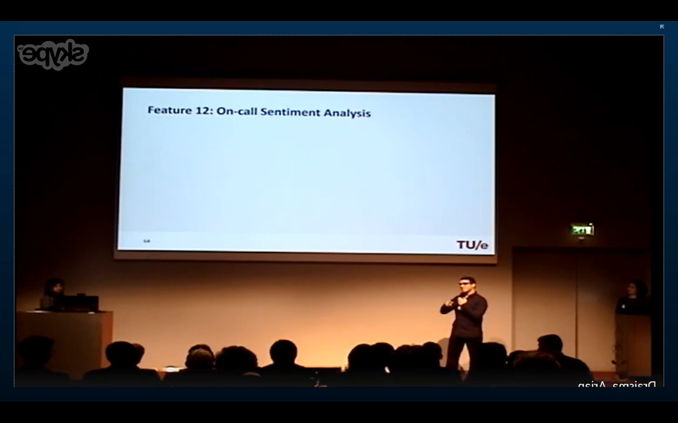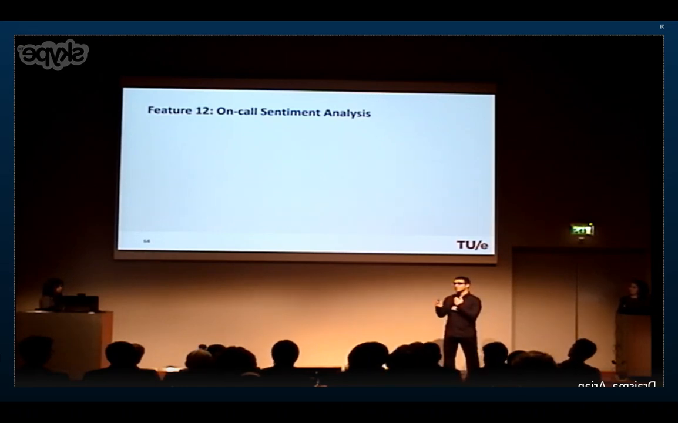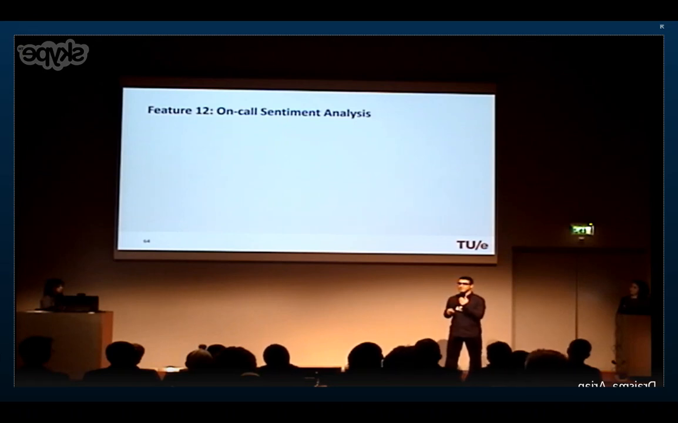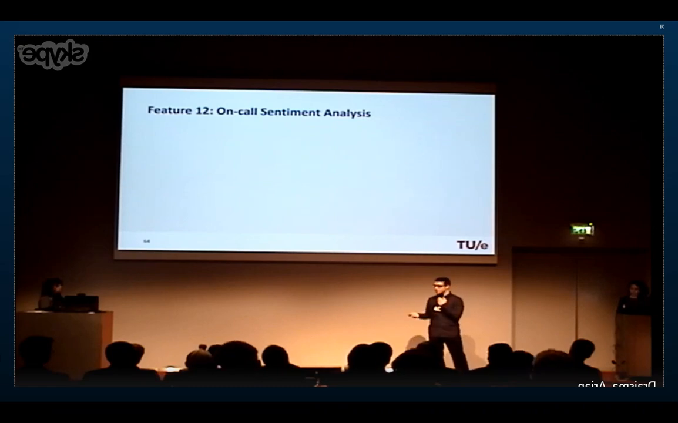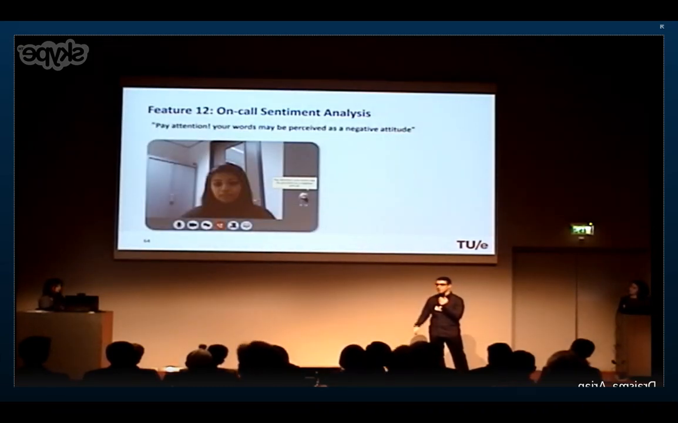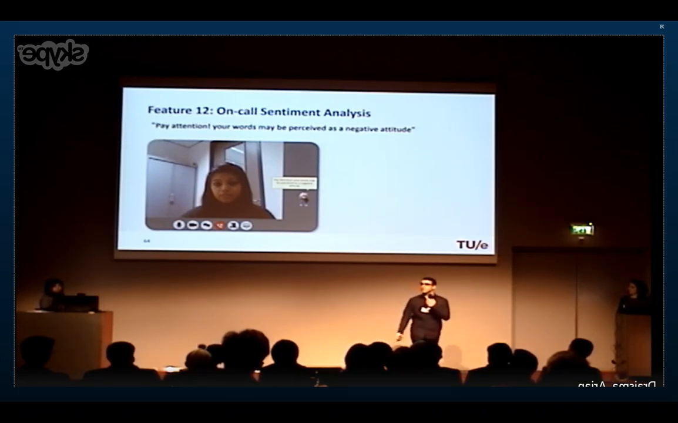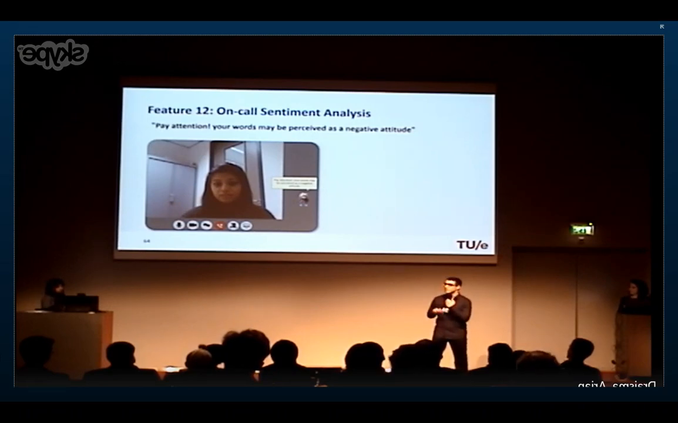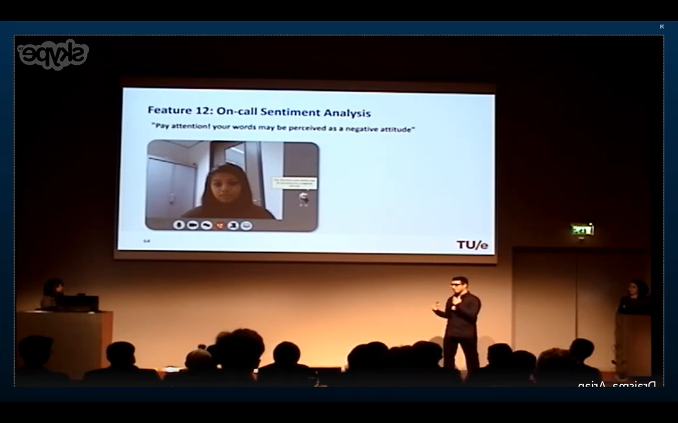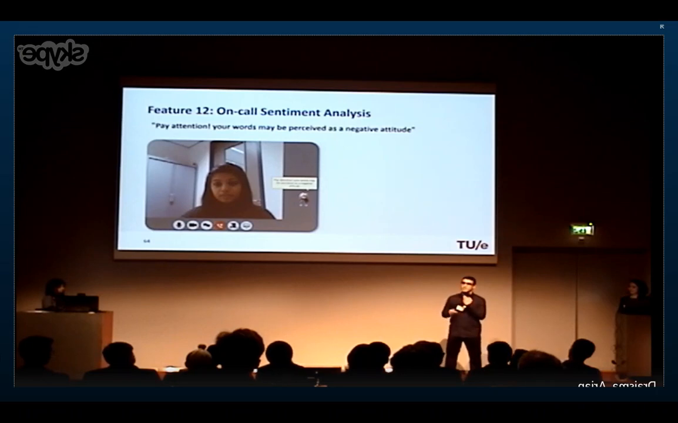So we thought this would not be helpful, to tell you what's the sentiment of the other participant, but what about self-loop sentiment analysis? Would it be helpful to tell the agent, for example, pay attention, your words may be perceived as a negative attitude? We think it's yes, because it is kind of the definition of his job to have a positive attitude. And he should be practiced to have a positive attitude all the time. So this kind of gives him a hint. Please reflect in your attitude or be aware of your choice of words.